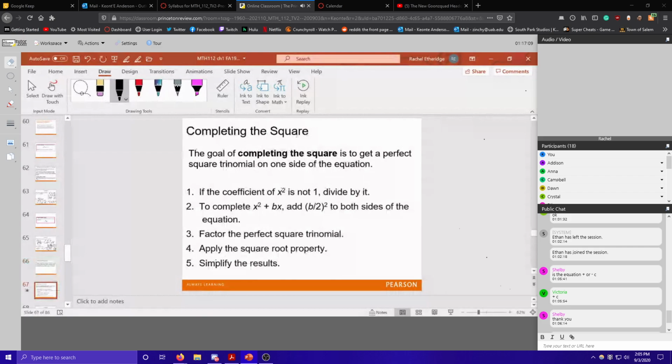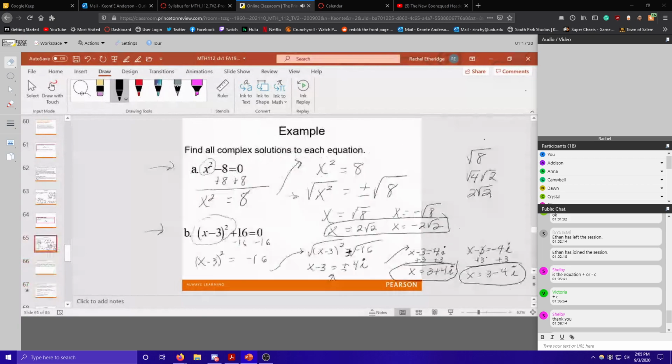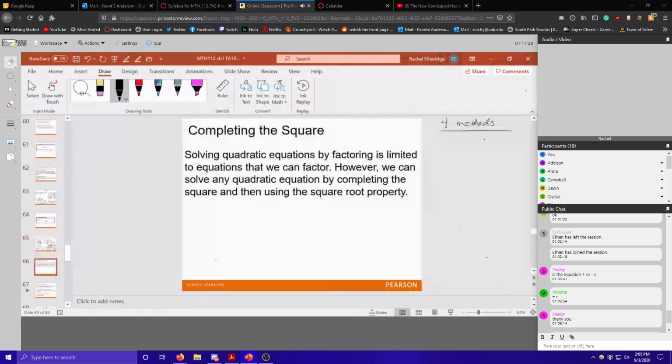Okay, so the goal of completing the square is to get a perfect square trinomial on one side. And a perfect square trinomial factors into a binomial squared, like in example B. So that's what we're trying to get our equation to look like.